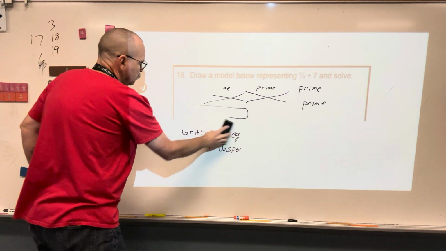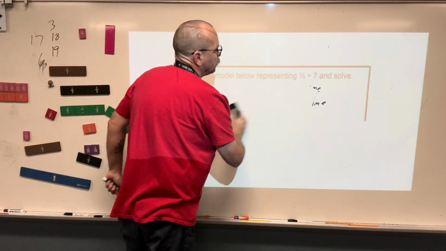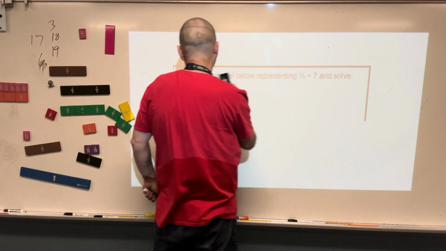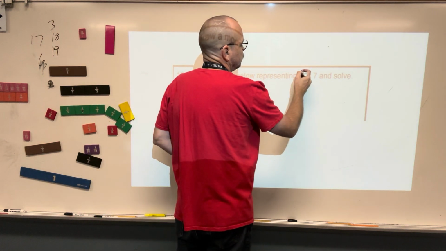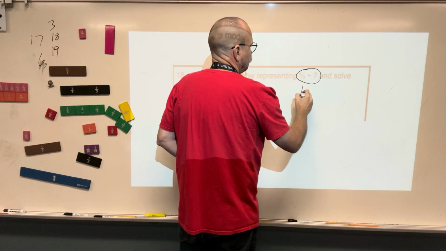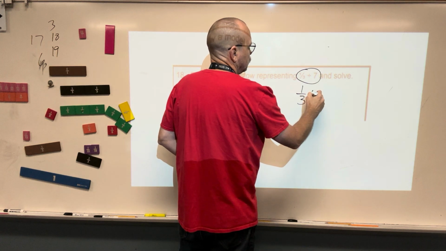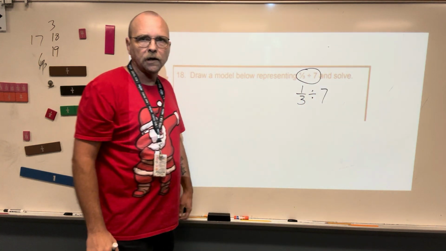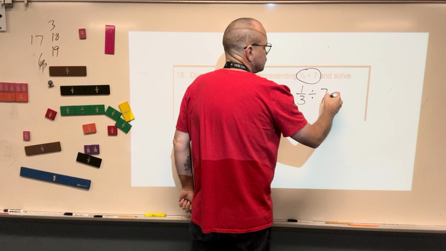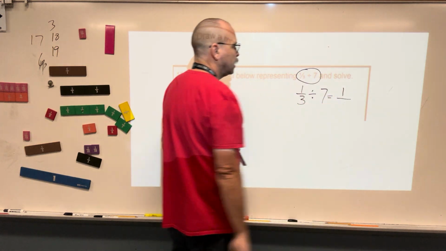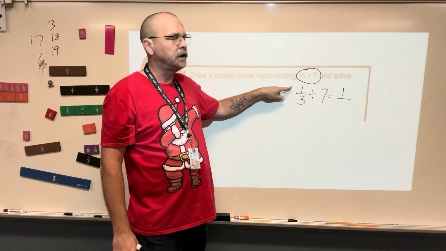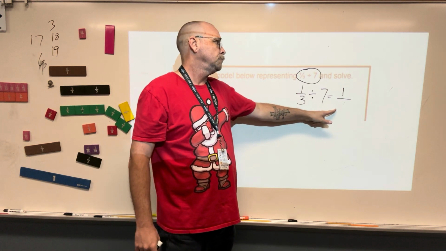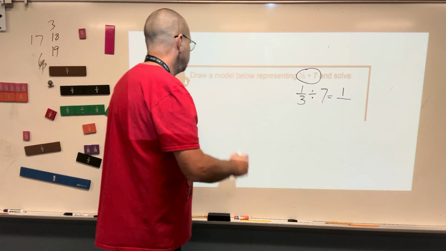Draw a model. 1/3 divided by 7. So now I have a unit fraction divided by a whole number, which means my answer is going to be a unit fraction. A unit fraction, because it has the number 1 as its numerator, divided by a whole number means my answer is going to be a unit fraction.